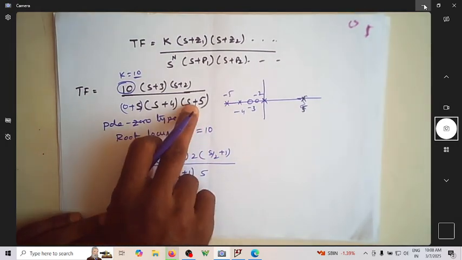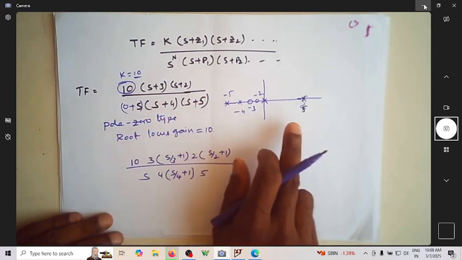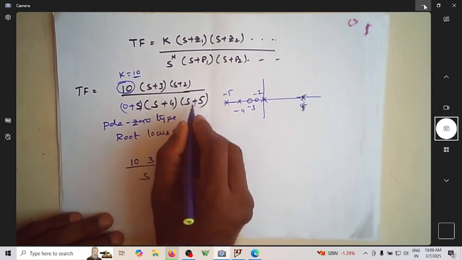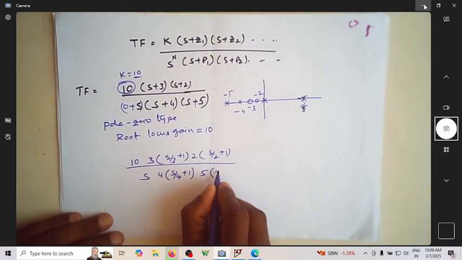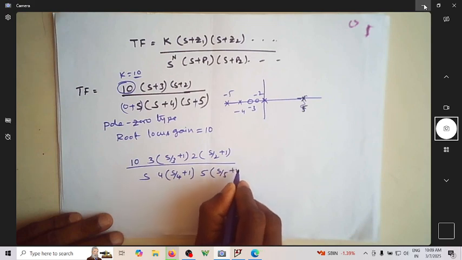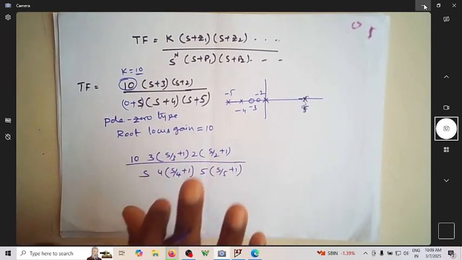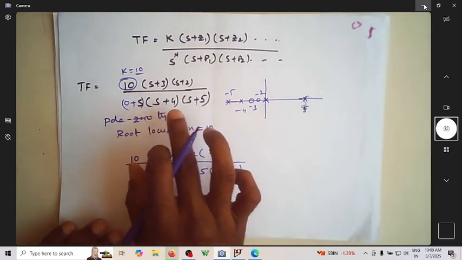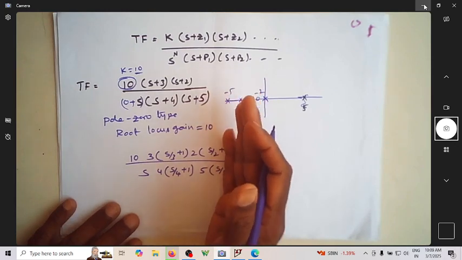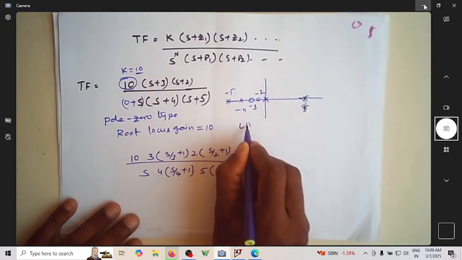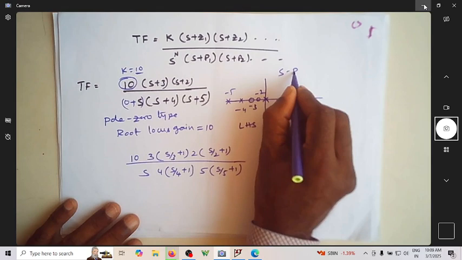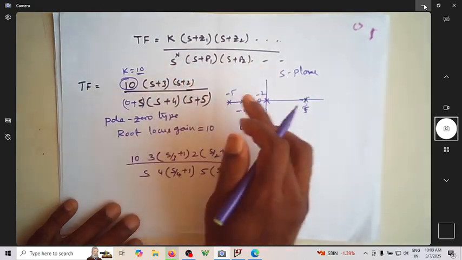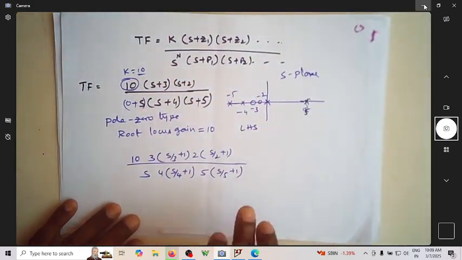So now I took it as s plus 5. The pole which was at plus 5 has come to this. I'll take 5 outside, so this is s by 5 plus 1. I hope you're not confused here. Just for clarity, I made all the poles and zeros lie on the left hand side of the s plane. This is the s plane, this is the right hand side, this is the left hand side, and this is your imaginary axis.